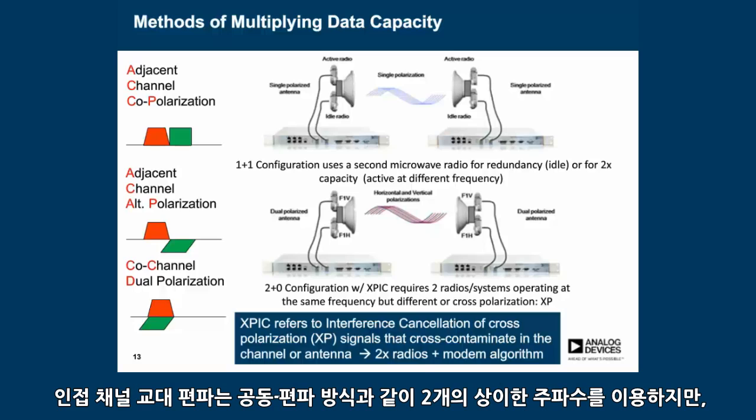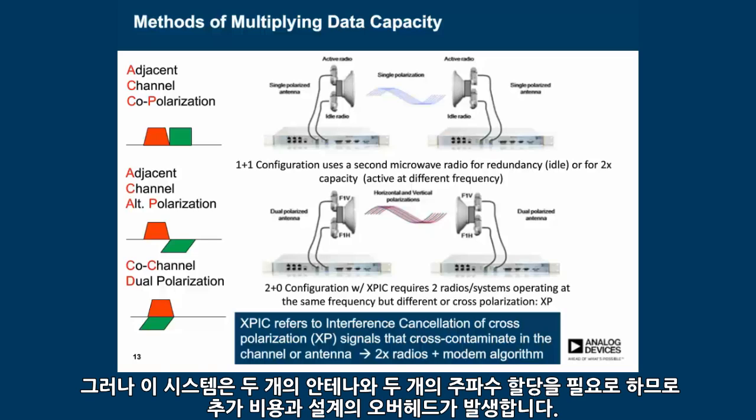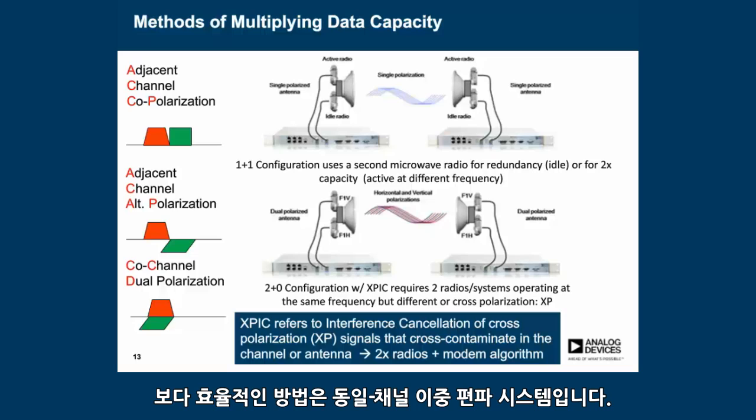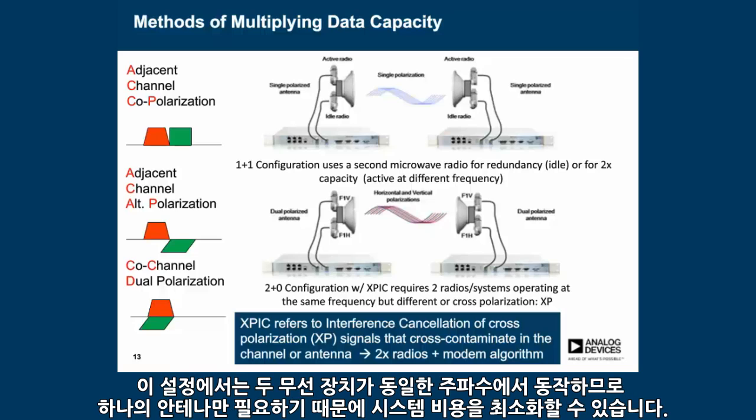Adjacent channel alternate polarization utilizes two different frequencies like the copolarization scheme. However, the second radio is polarized to an orthogonal phase from the first radio to minimize the interference between the two channels. This system, however, still requires two antennas and two frequency allocations, which is additional cost and design overhead. The more efficient scheme is the co-channel dual polarization system. For this configuration, both radios are operating at the same frequency, but have different cross-polarizations for minimizing the co-channel interference. In this setup, only one antenna is needed as both radios are operating on the same frequency, minimizing system costs.